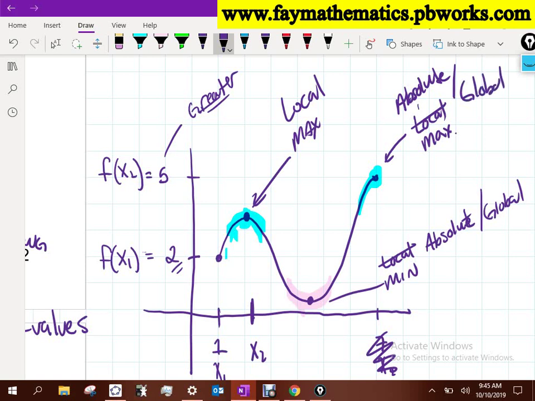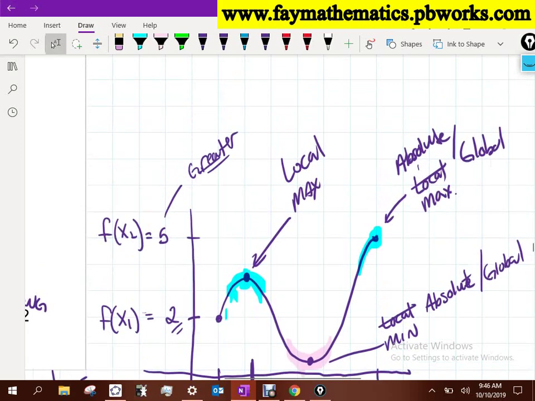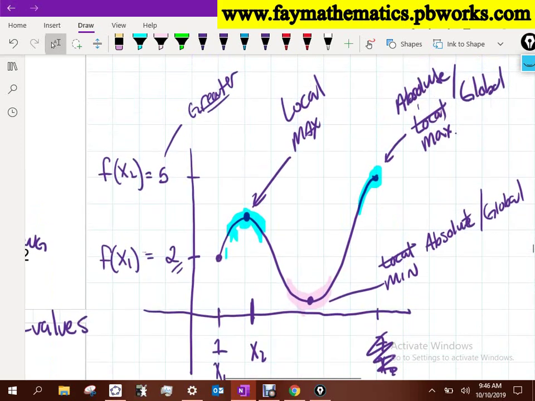I can't remember which term our textbook uses, absolute or global. I've used so many textbooks over the years. But you'll be able to jump back and forth between those two terms, absolute or global, maximum and minimum. And that just basically means, by definition, that y value is greater than any other y value on the entire function. This y value is only greater than the other y values that are around it. Okay?